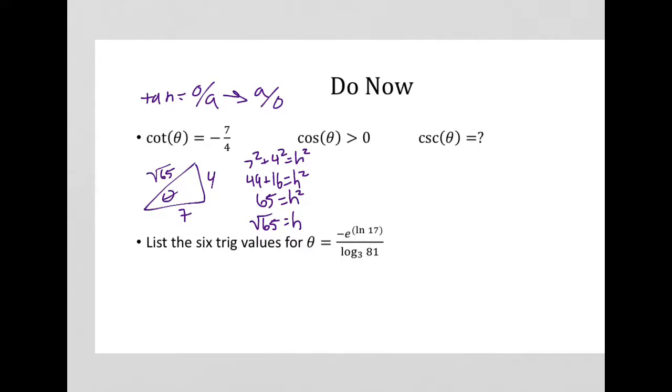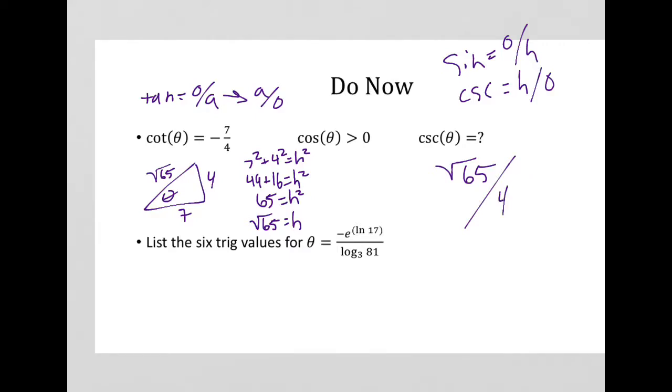And what do we know? We want to say what cosecant is. Well, cosecant is the reciprocal of, I'm a liar, cosecant is the reciprocal of sine. So if sine is opposite over hypotenuse, cosecant is hypotenuse over opposite. So the hypotenuse is root 65 over the opposite, which is 4.